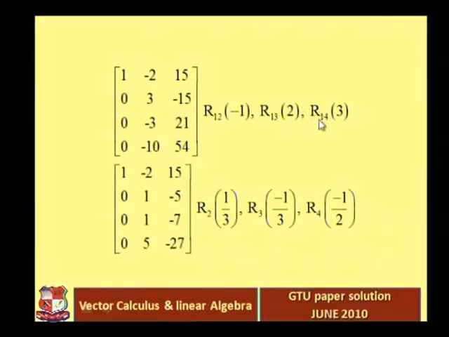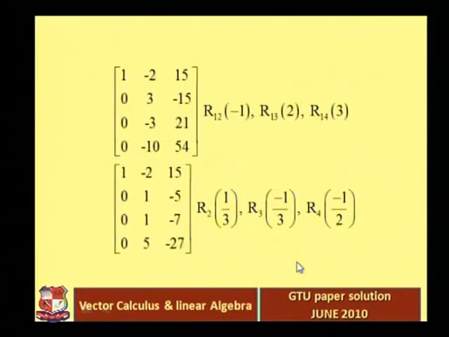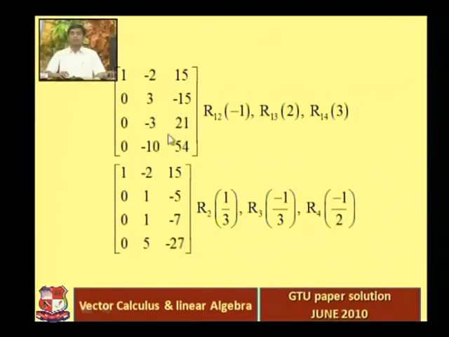What is the next process? We multiply the first row with 3 and add into the fourth row. So when you do that, you will get 0, minus 2 into 3, that is minus 6, minus 4, that is minus 10, and 15 into 3 is 45, plus 9, that is 54. So 0, minus 10, 54. Okay, so now you can understand how we get these values. Next process, we multiply the second row with 1 by 3, the third row with minus 1 by 3, and the fourth row with minus 1 by 2.